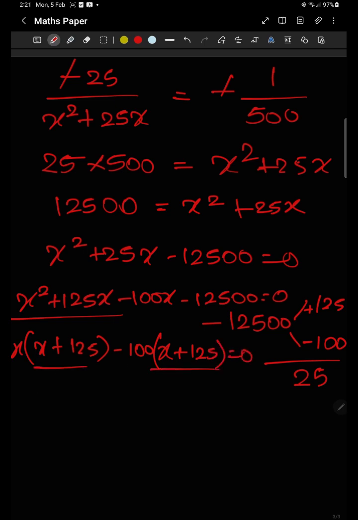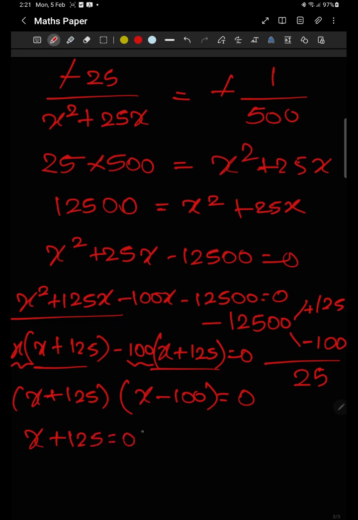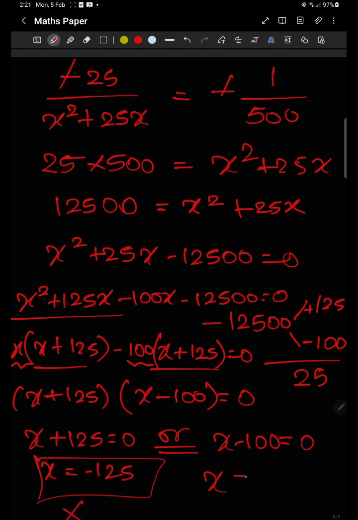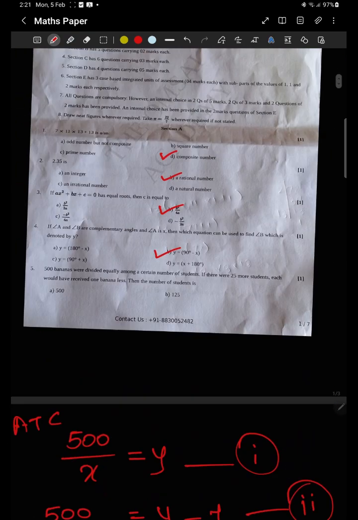So this is the common term which I am taking common out, and whatever I receive, that I take in the second bracket, x minus 100 equals to 0. So x plus 125 is equal to 0, or x minus 100 is equal to 0. Here I am getting a negative value, which we are not going to consider. Okay, and here we are getting a positive value. So the answer is 100.